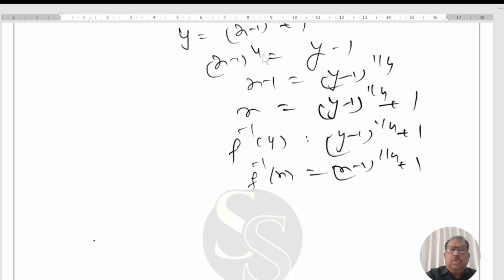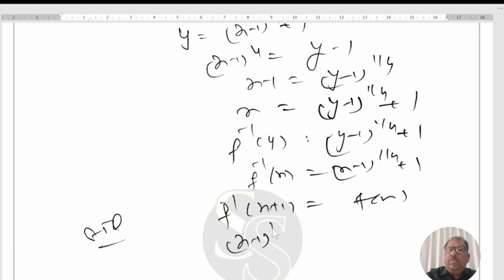Now, according to the question, f inverse (x plus 1) equal to f(x). Then (x minus 1) to the power 1 by 4 plus 1. f inverse (x plus 1) चाहिए, x रिप्लेस कर दो x plus 1 से, तो ये होगा (x plus 1 minus 1), x की पावर 1 by 4 plus 1 equal to f(x).